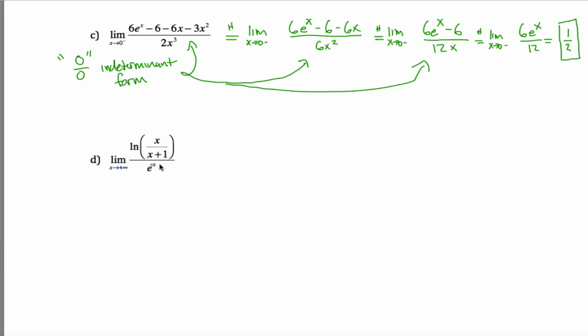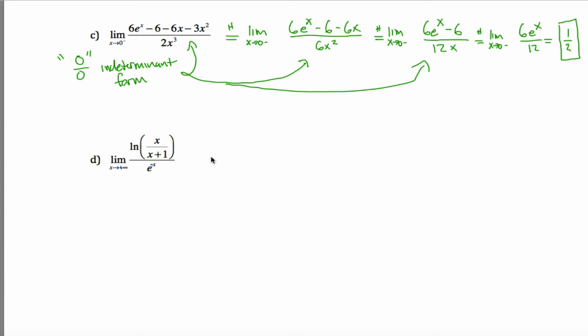And what you can do is first determine that this is an indeterminate form, that x divided by x plus 1 as x approaches infinity gets really close to 1, and that the natural log of 1 gets really, really close to 0, and that e to the negative infinity gets really, really close to 0. So I have an indeterminate form, the same type 0 over 0, so I can apply L'Hopital's rule.